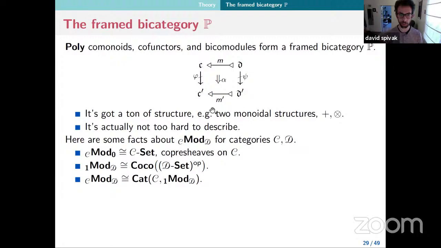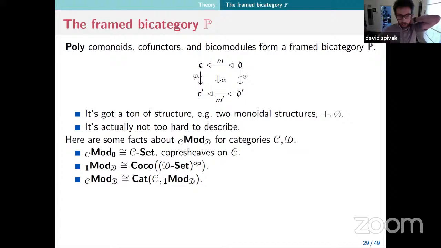I've already told you this several times, I think, but just so you remember, C0 bimodules are just C sets. So every co-presheaf category is in here. 1D bimodules are the free coproduct completion of D set op, so the free limit completion of D. And CD bimodules are just functors from C to the thing we just defined. So they're just functors from C to 1D bimodules.